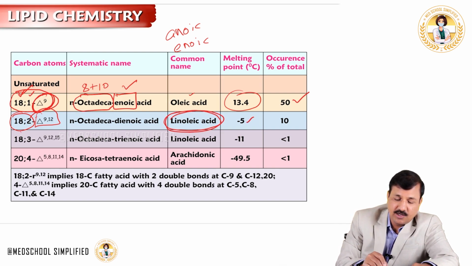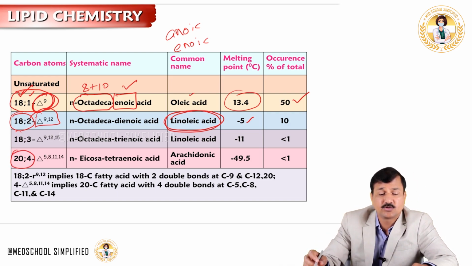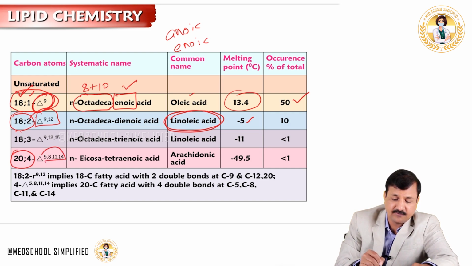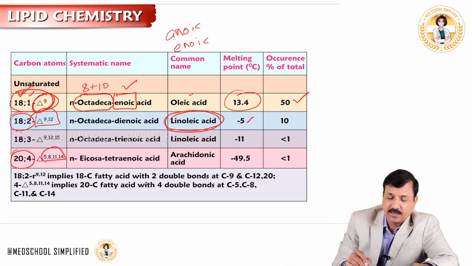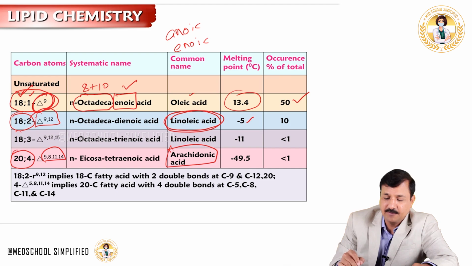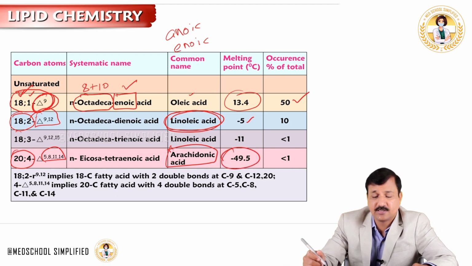So, like that, if you go on, we have 24 here. Total number of carbon is 24, with double bonds present at 5, 8, 11 and 14. And arachidonic acid is an example. -49.5 is the melting point.